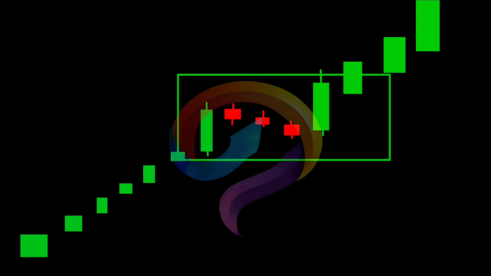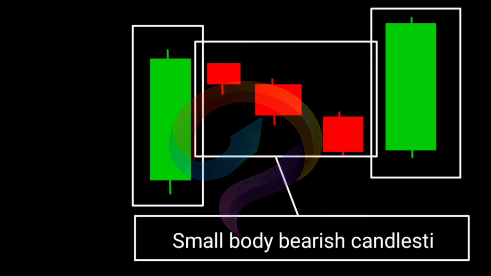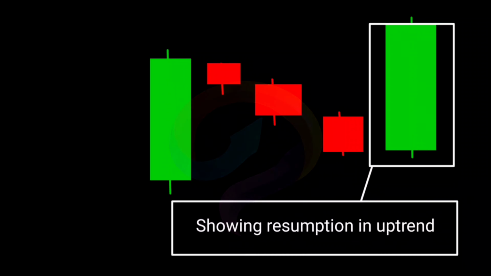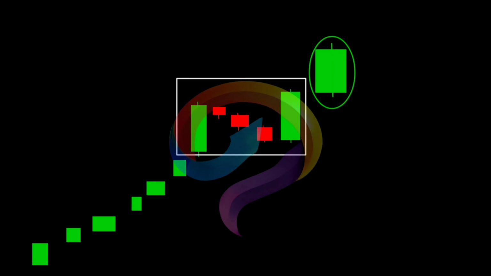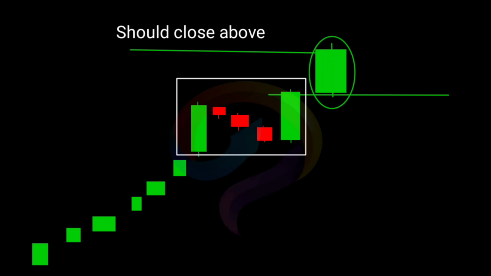The rising three methods is a bullish continuation pattern that occurs after a strong uptrend. The pattern consists of 3 short-bodied candlesticks followed by a long-bodied candlestick, with the first 3 candlesticks being contained within the range of the previous long-bodied candle. The long-bodied candlestick that follows represents the resumption of the uptrend. Traders often look for confirmation of the pattern by waiting for a bullish candlestick to close above the high of the last candle in the pattern.